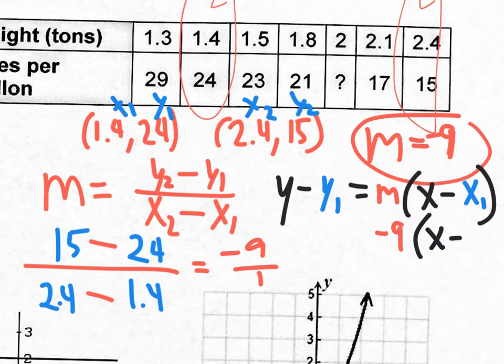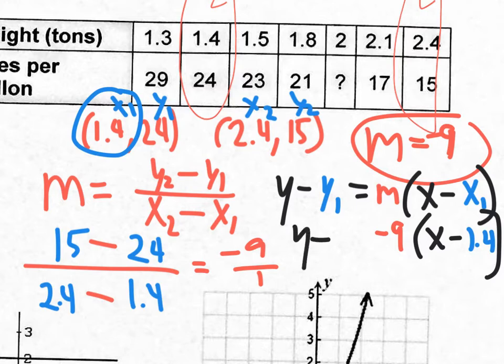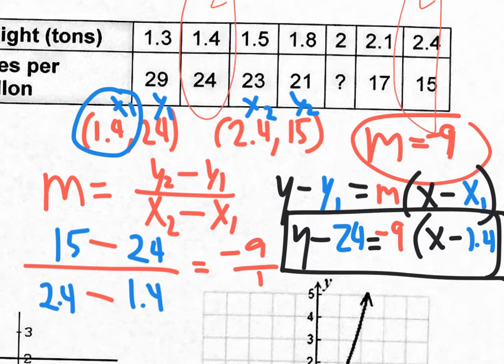x minus x1. Well, where are we going to get x1 from? It's over here. x1 is 1.4. And close parentheses. And then you have y minus y1. y1 is 24. And of course you have the equal sign between the 24 and the negative 9. So that's your point slope form equation. You could use this equation to find your missing values. So this is your line that best fits, your prediction line.